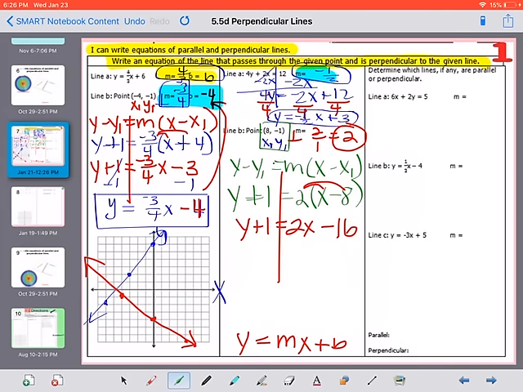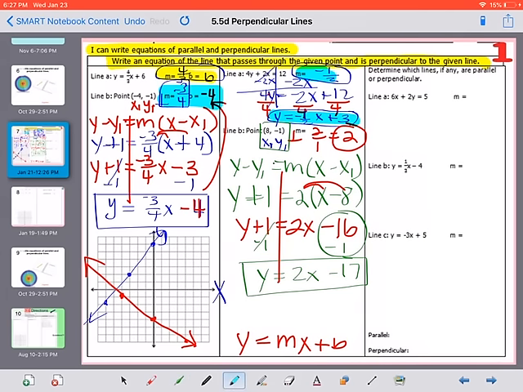And then we want y by itself, so the opposite of adding 1 is subtracting 1. So we have y equals 2x, and these are all negative, same sign, add and keep, they're all negatives, negative 17. So there is our second line that is perpendicular to our first line. We have our first equation and our second equation.